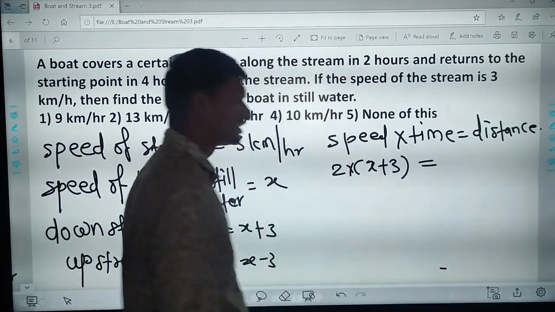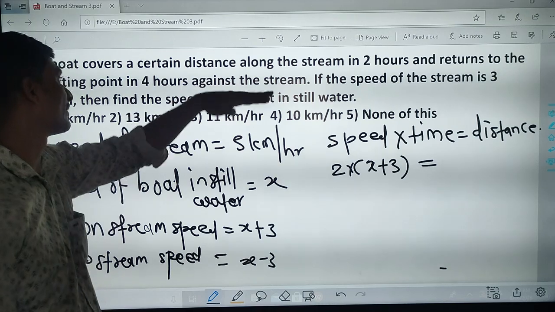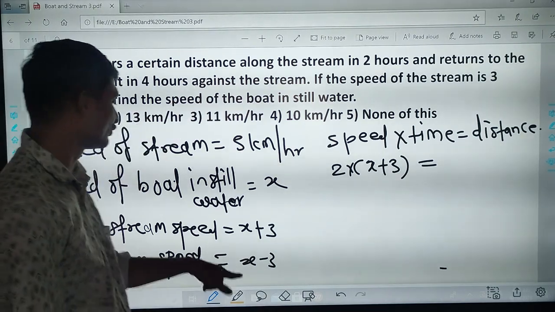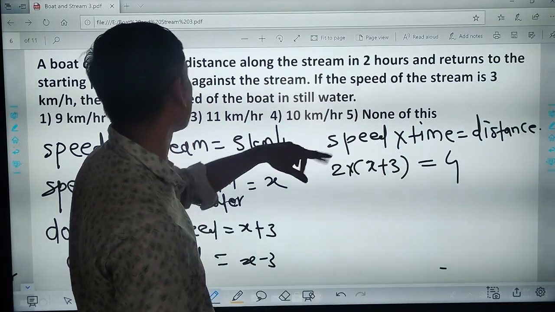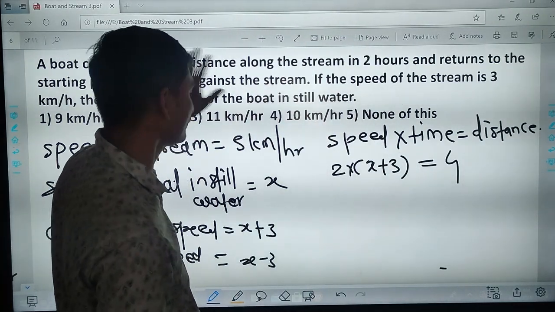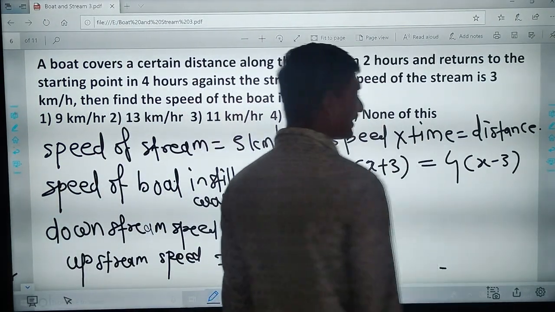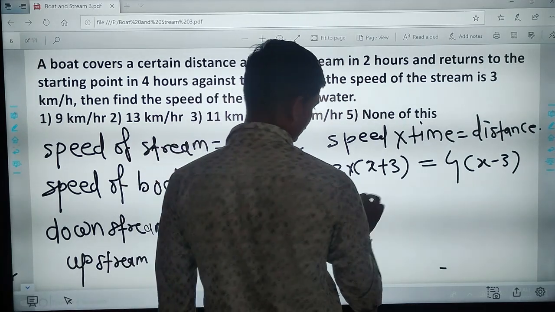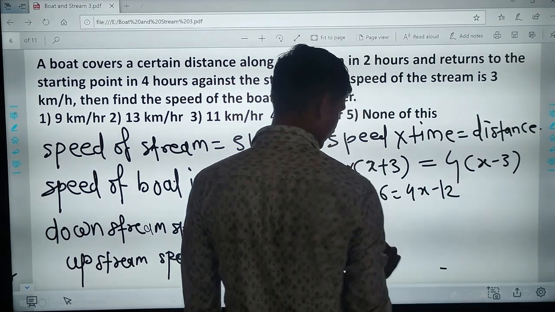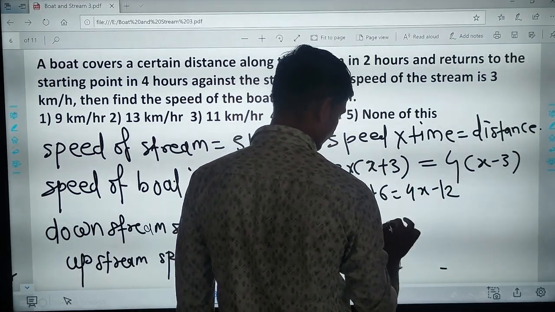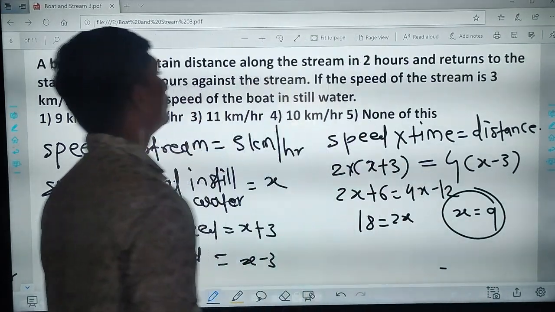And the distance covered upstream is speed into time, the time is 4 hours upstream and the upstream speed is x minus 3. Then we find the value of x. Then x is equal to 9.